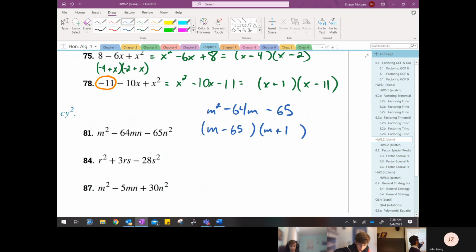And then the trick here is just say, oh, well, you know what? Since there's that extra variable of n, let me just put that at the end. And again, check it and it foils. What's negative 65n times positive 1n? That's going to give me negative 65n squared. And then when we do the outer and the inner, we get that negative 64mn term as well, okay?